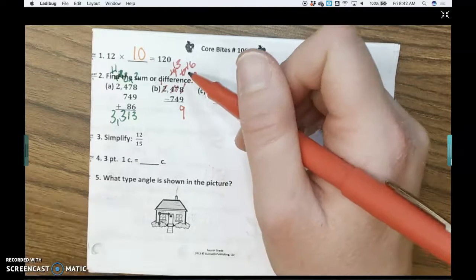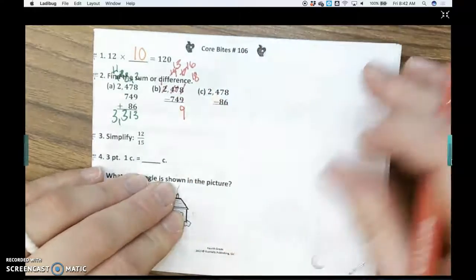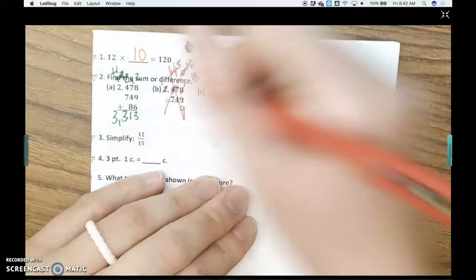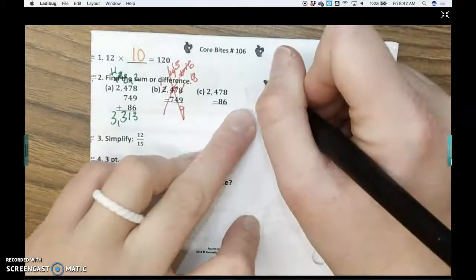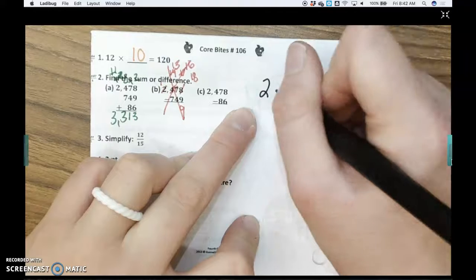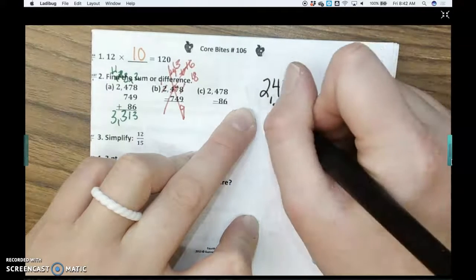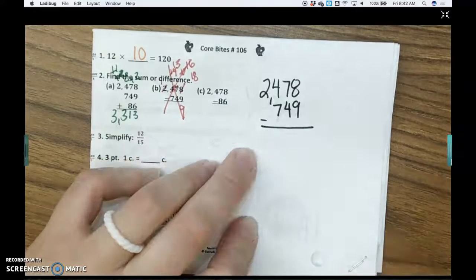So, I see what happened, guys. Hold on. Let me redo that one because I shouldn't have taken that because then that changes the whole problem. So, we are going to redo this one. So, let's come on over here on the side. So, let's do 2,478 subtract 749. So, let's do bit by bit instead of taking it all at the same time.